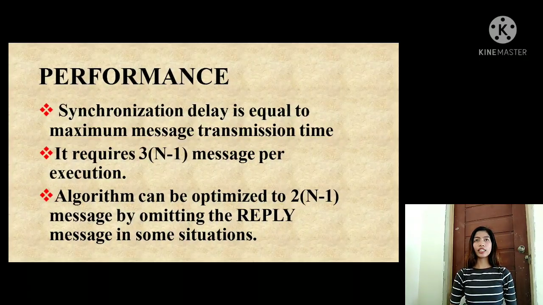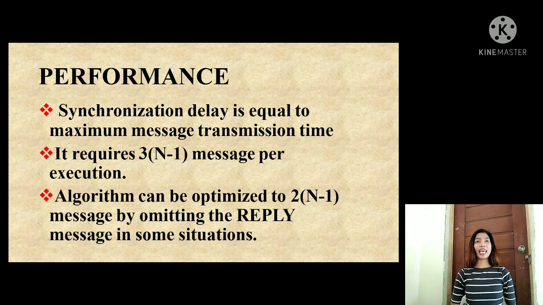Performance. Synchronization delay is equal to the maximum message transmission time. It requires 3(n-1) messages per CS execution. The algorithm can be optimized to 2(n-1) messages by omitting the reply message in some situations.